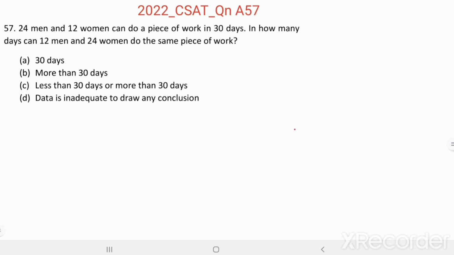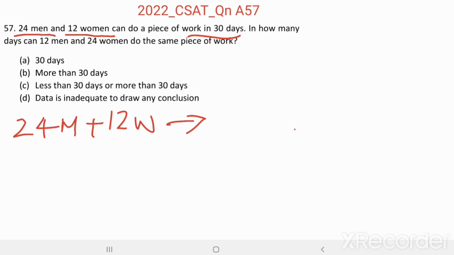Question number 57. 24 men and 12 women can do a piece of work in 30 days. In how many days can 12 men and 24 women do the same piece of work? Here, 24 men and 12 women can complete a piece of work in 30 days.